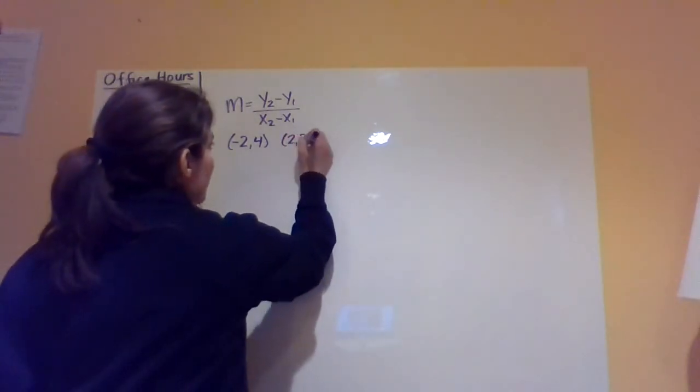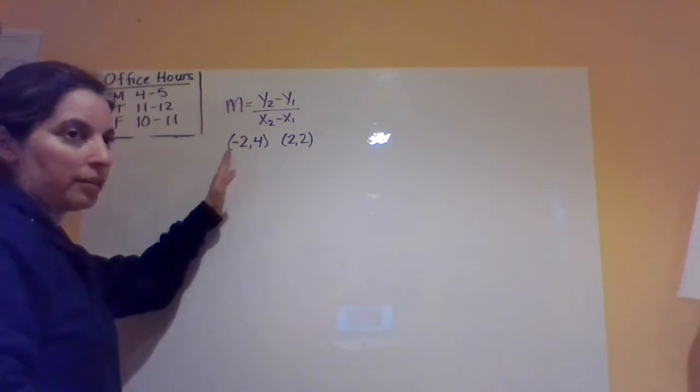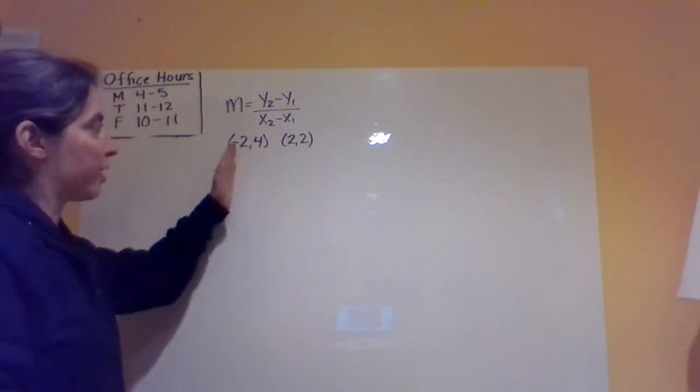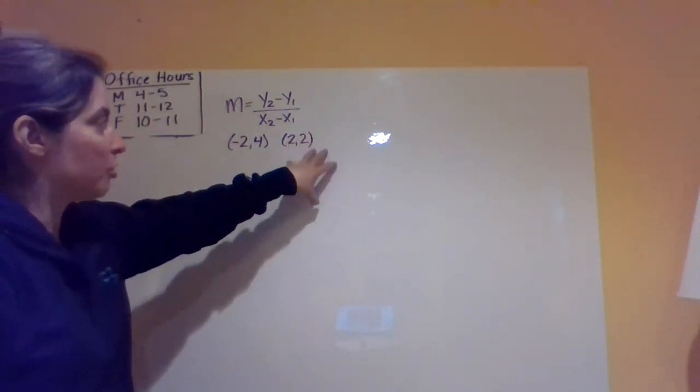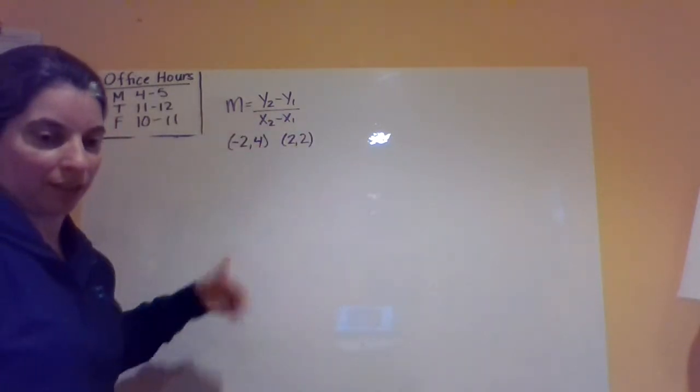and (2, 2). So again, as we were saying at the end of the last one, I can do y minus y over x minus x, or I can do y minus y over x minus x. I just can't subtract in one direction for y's and the other direction for x's. You have to be consistent.